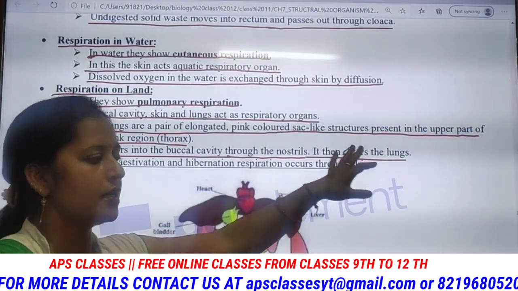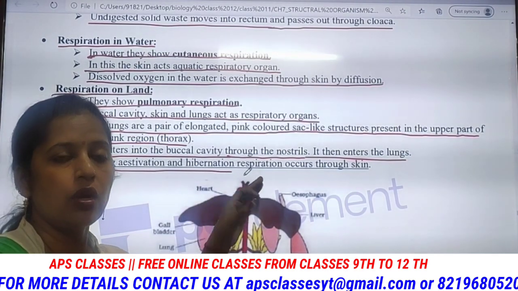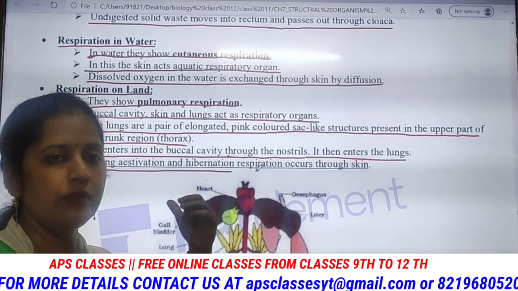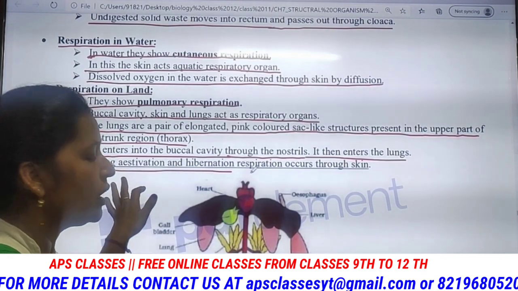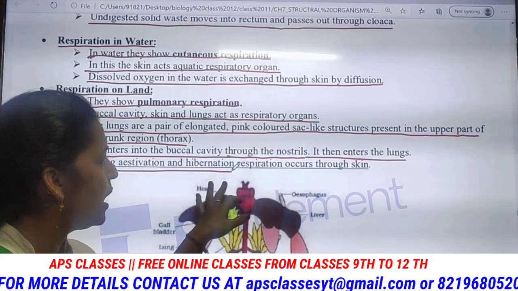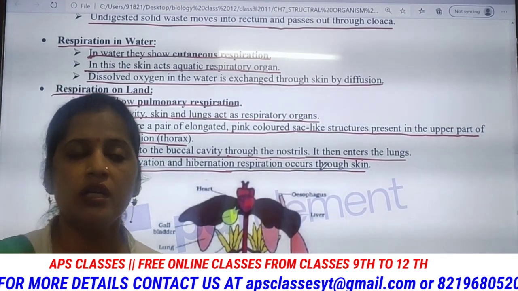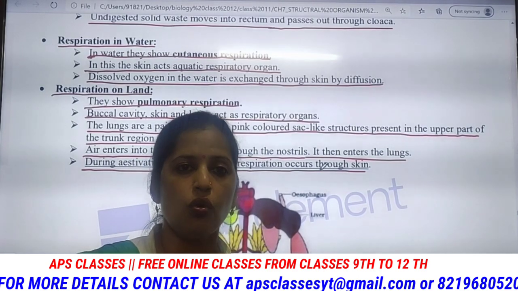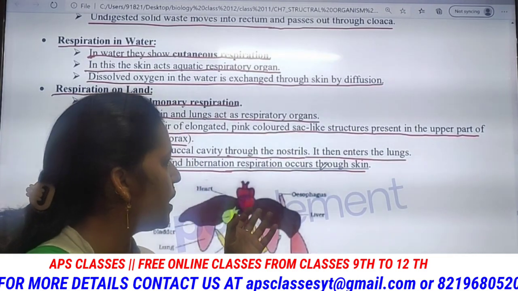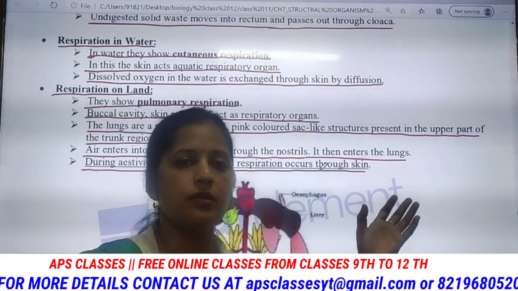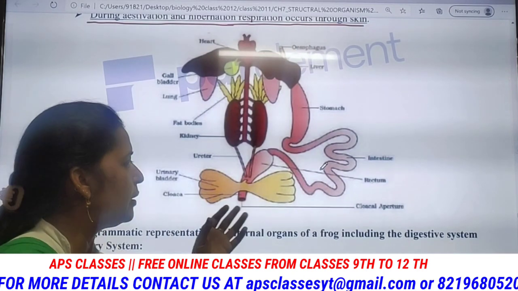Into the lungs. During estivation and hibernation, we have already discussed that. What do you mean by hibernation and what do you mean by estivation? During the period of estivation as well as hibernation, the respiration occurs through the skin. Whether it is the condition of estivation or hibernation, in both conditions the respiration occurs through the skin.